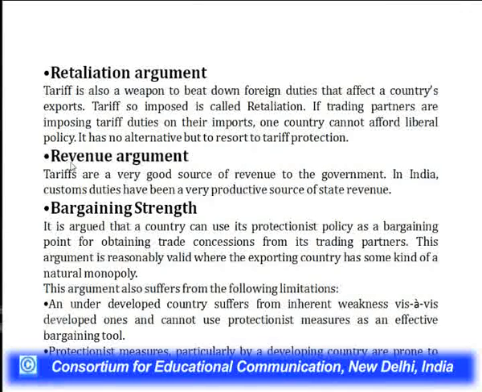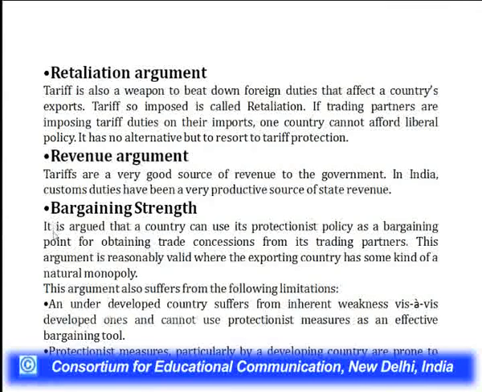Another is the revenue argument. Whenever tariffs are imposed on imports, this brings revenue to the government of the importing country. So, this is also a source of revenue. In India, customs duties have been a very productive source of state revenue.